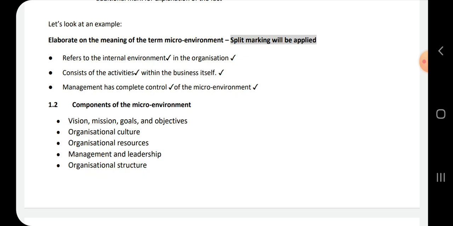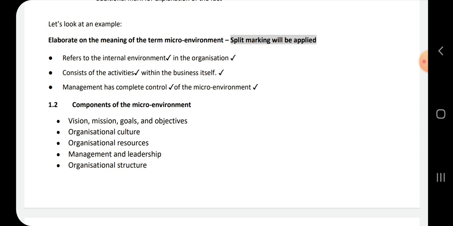So micro environment refers to an internal environment. For you, having internal environment is a mark in an organization. So it's an internal environment of an organization, and it consists of activities. So there are activities within the business itself, okay, and management has complete control of the micro environment.